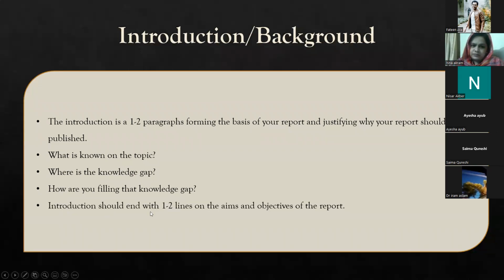At the end, you should always write 1 to 2 lines on the aims and objectives of the report. This is how you can write a good introduction and background.